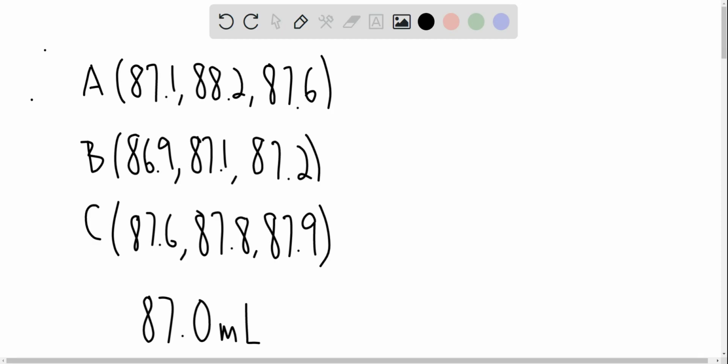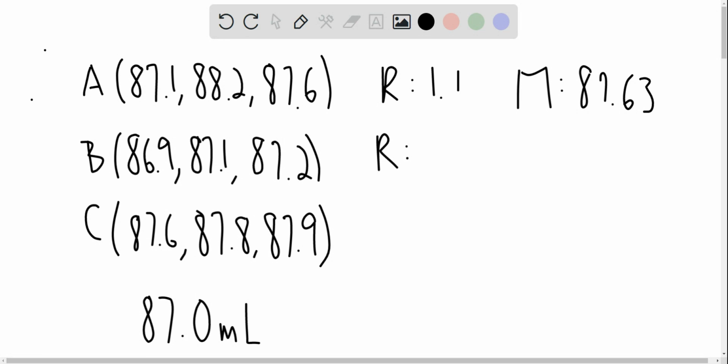Okay, so for this first one, you can see our greatest value is 88.2. So 88.2 minus the least value, which is 87.1, will be the range. So for the range, I'm just going to put R, and you should get 1.1. Okay, and now let's find the mean, which is the average. So 87.1 plus 88.2 plus 87.6 divided by 3, because there are three measurements, and you should get 87.63.